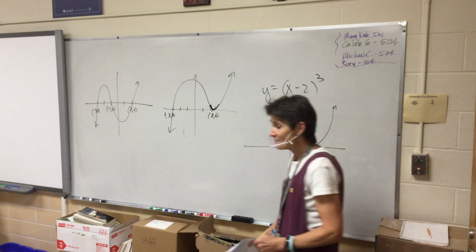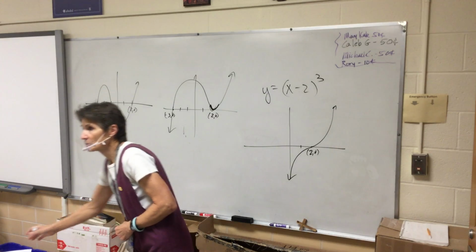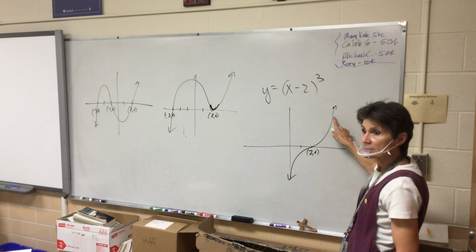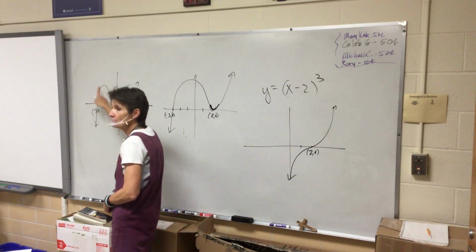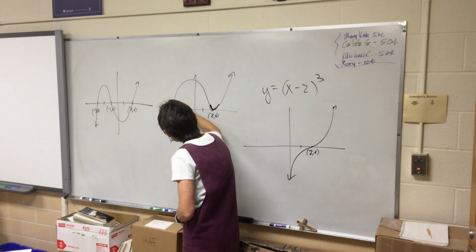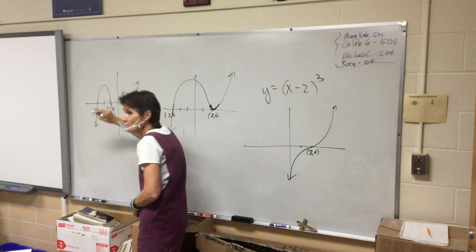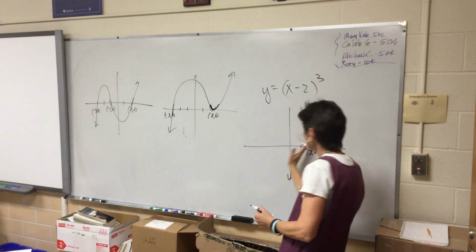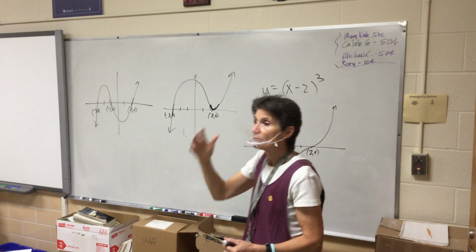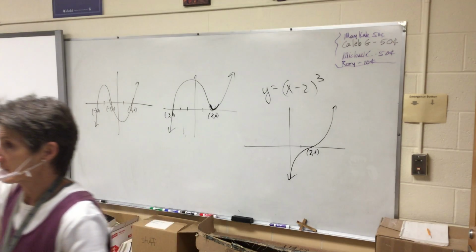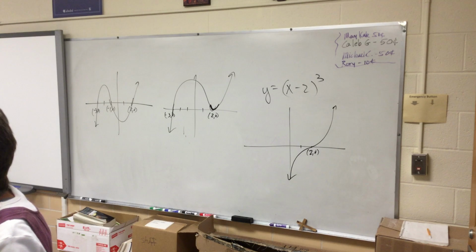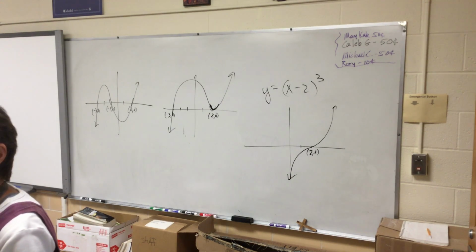When you have a cubed factor, it goes through the axis, just like the single factors do, but it doesn't go straight through. See how this goes straight through and these all went straight through? It doesn't go straight through, it squiggles its way through. So single factors go right through the x-axis. Squared factors bounce off the x-axis, and cubed factors squiggle through.